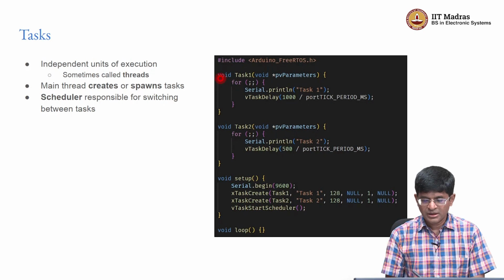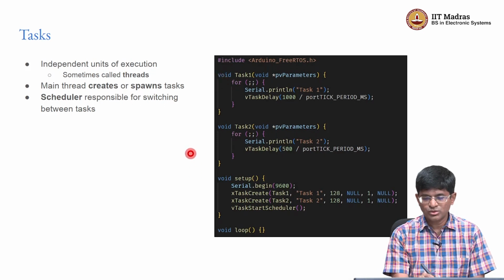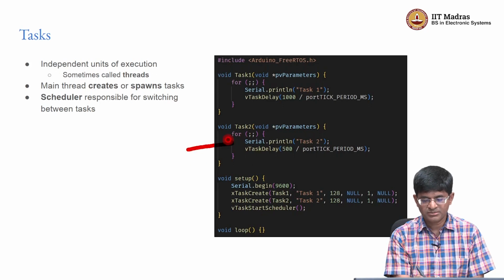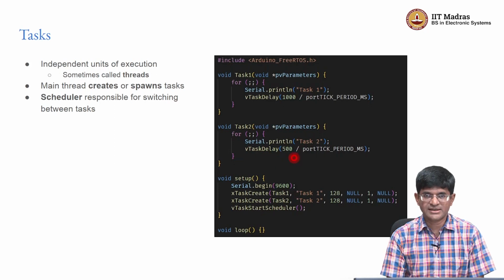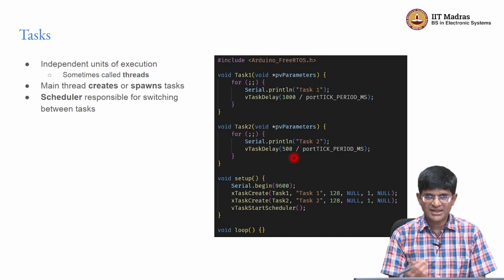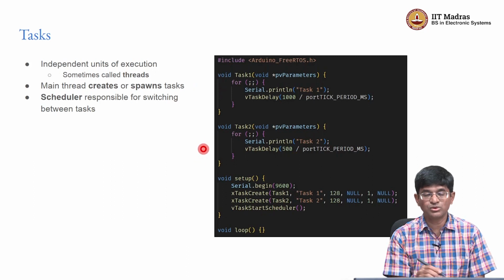What does task 2 do? It is also an infinite for loop, and what it does in turn is print another message and then go to sleep for 500 milliseconds. So effectively, one of them keeps printing out the message task 1 once every 1 second, whereas this one prints out the message task 2 twice every second, or once every 500 milliseconds.